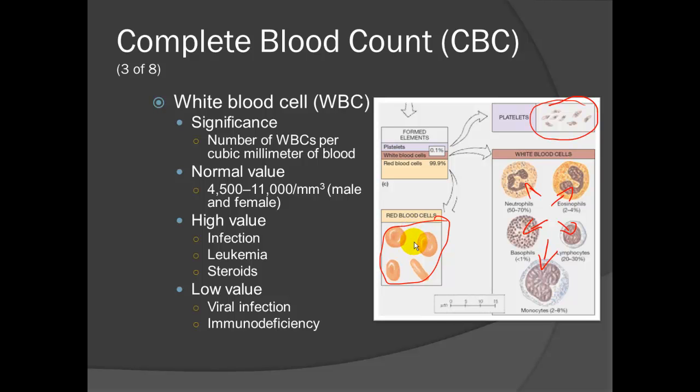Normal value on white blood cells should be about 4,500 to 11,000 in both male and female. High value would say that you have an infection going, or that you have leukemia, or that you're on steroids of some sort. Low value would be viral infection, or you've had some kind of immunodeficiency of some sort.